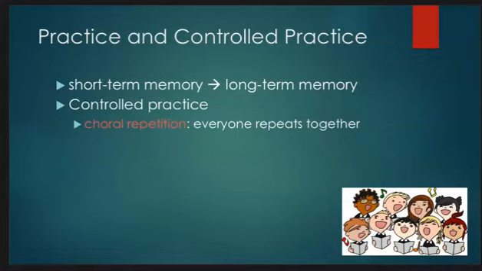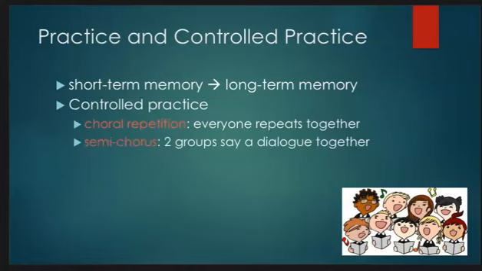Sometimes it's choral repetition, so asking the whole class to repeat after me. That can be useful in controlled practice fairly early on in their learning a new form. Sometimes a semi-chorus, where you maybe break the students into two groups, have them reading or saying a dialogue together. Group one is person one, group two is person two in the dialogue, and they repeat in that way. It can sometimes be effective to nominate an individual student to repeat after you in front of the whole class, so everyone hears what that individual says.